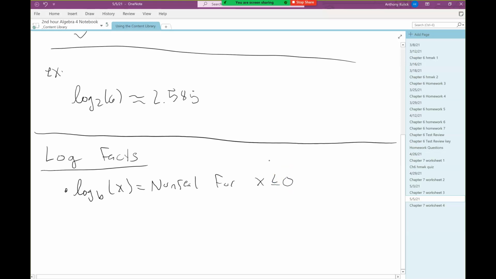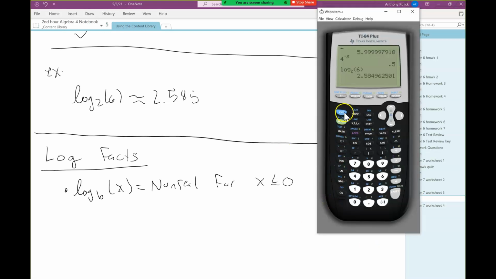So first things first, you can't take the logarithm of non-positive numbers. So if it's 0 or negative, no bueno there. Are you okay with that idea? Just to illustrate that to you, if I did log base 2 of negative 6, I get an error. It says non-real answer as my error.